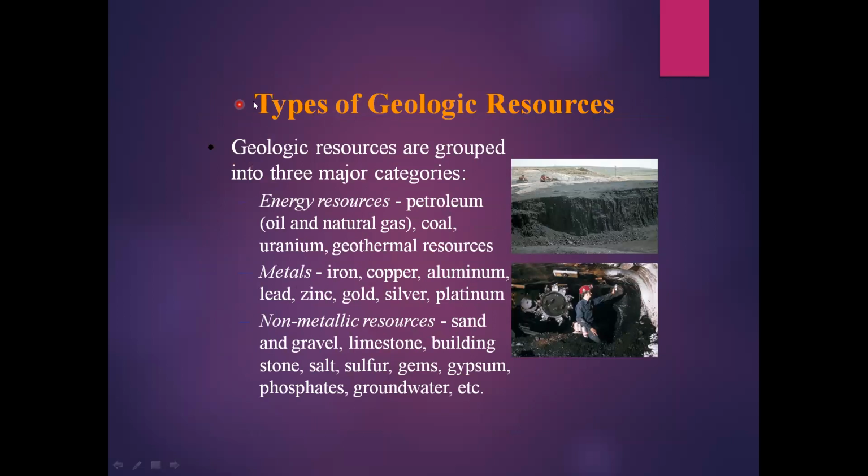We are going to discuss the types of geologic resources. Geologic resources are grouped into three major categories. Energy resources include petroleum, oil and natural gas, coal, uranium, and geothermal resources. Another category is metals, which includes iron, copper, aluminum, lead, zinc, gold, silver, platinum. The third category is non-metallic resources, which includes sand, gravel, limestone, building stone, salt, sulfur, gems, gypsum, phosphate, groundwater, etc. So geological resources are categorized into energy, metals, and non-metals.